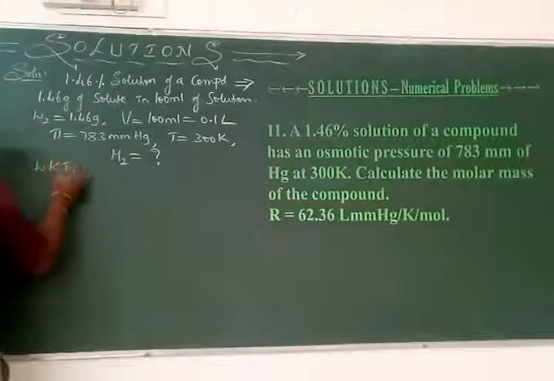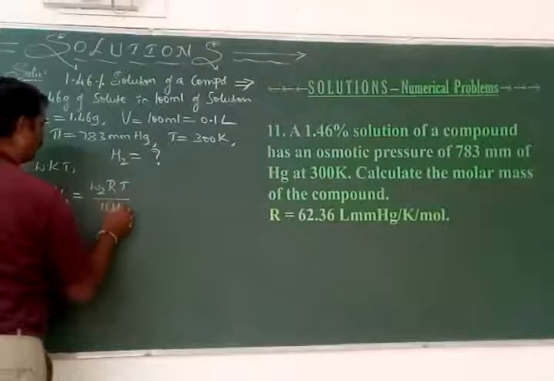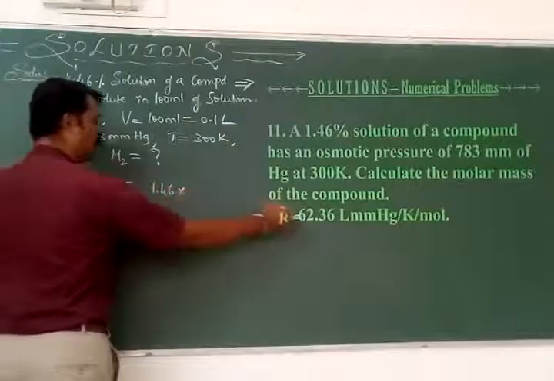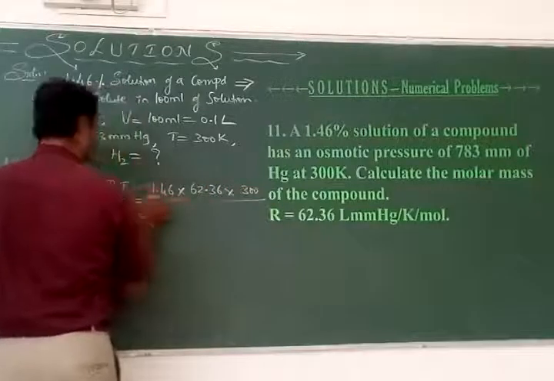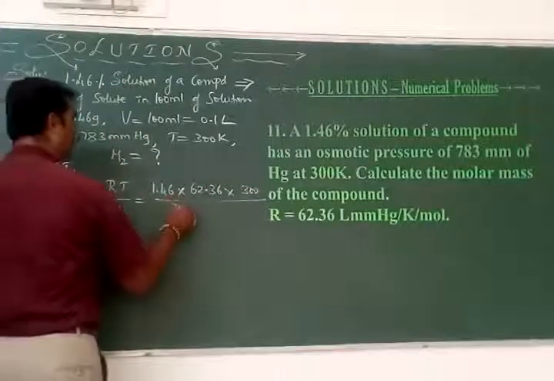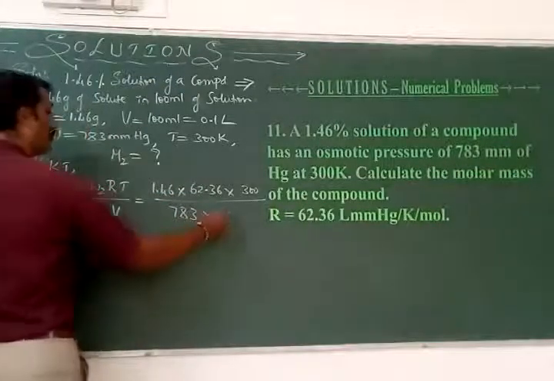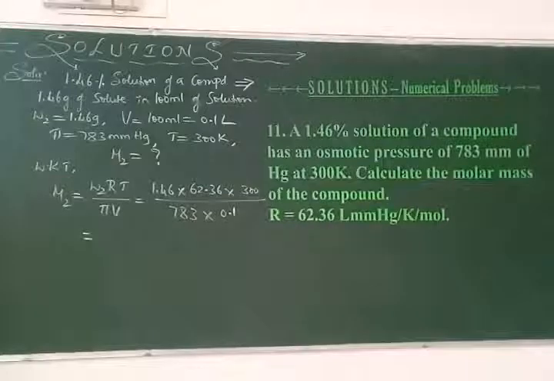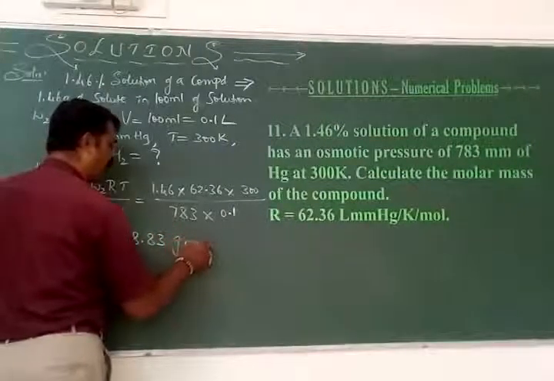We know that. What's the formula here? M2 is equal to W2RT divided by pi V. That is equal to, what is W2 here? 1.46 into what is R? 62.36 into what is temperature? 300 divided by what is pi? Osmotic pressure 783 into what is the volume here? It is going to be 0.1 in terms of liter. On simplification, the molecular mass for the 11th is going to be 348.83, and the unit for this one is gram per mole.